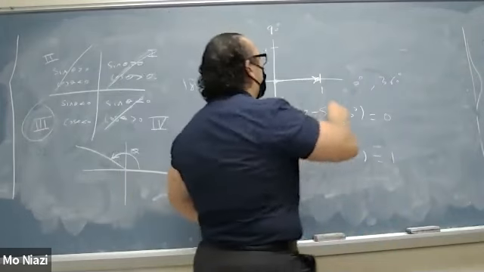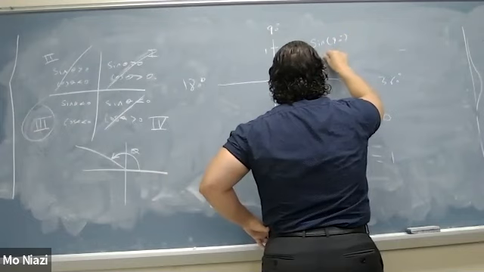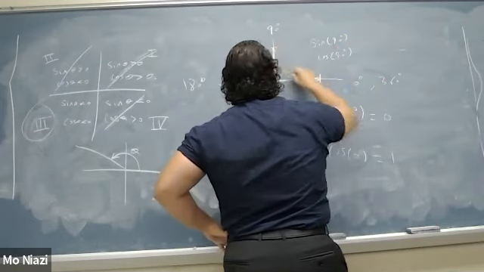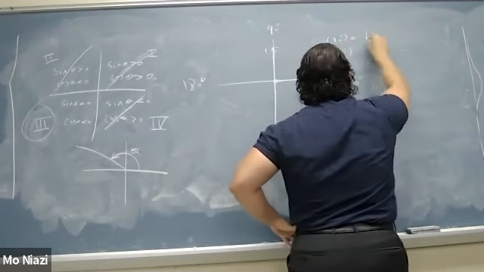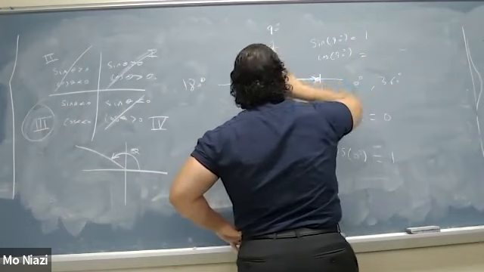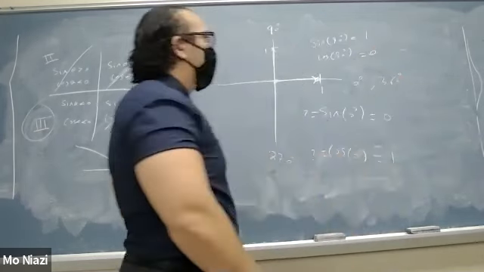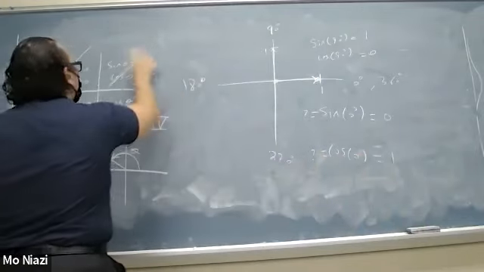Now let's talk about sine of 90 and cosine of 90. Here, how much vertical do I have? 1. Aha! And again, how much horizontal do I have? 0. None. Okay.